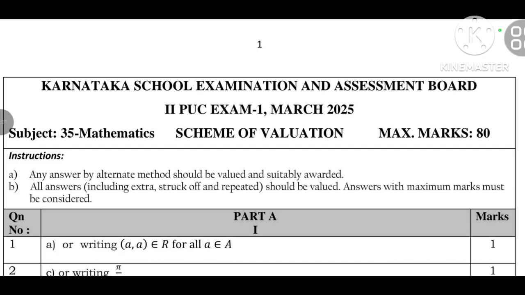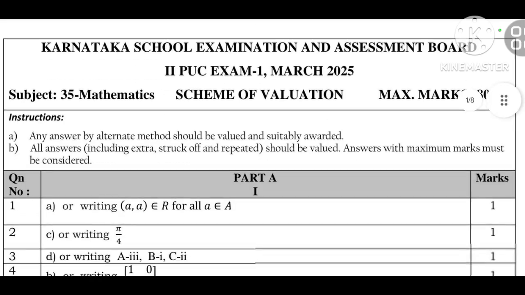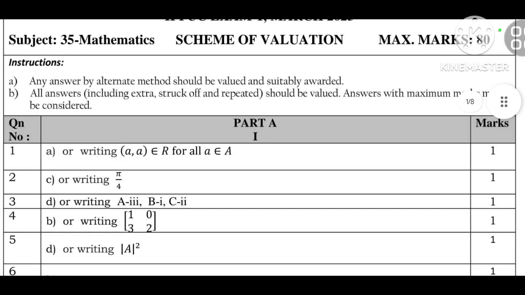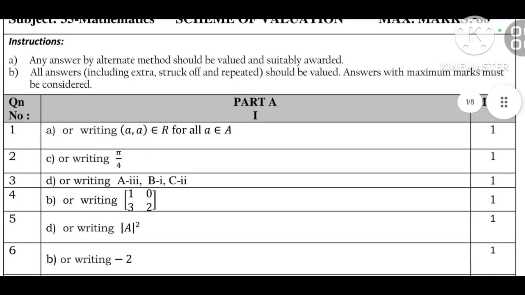Starting with the mathematics question paper of the year 2025 PUC examination, second PUC examination, which was in the month of March. This is exam 1 question paper, maximum marks 80. So I will discuss the answers regarding each and every question. If you want the question paper and the questions, it is at the end of this video.